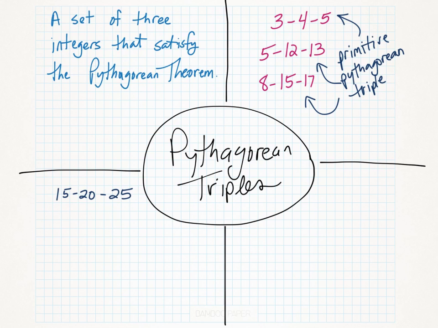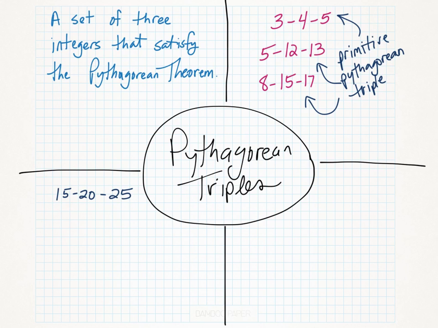Now, going back to the definition, you'll see a set of three integers. So a Pythagorean triple, even if it's not a primitive Pythagorean triple, they're going to be all integers. That means they're going to be basically all whole numbers. We're not going to have a negative number here.